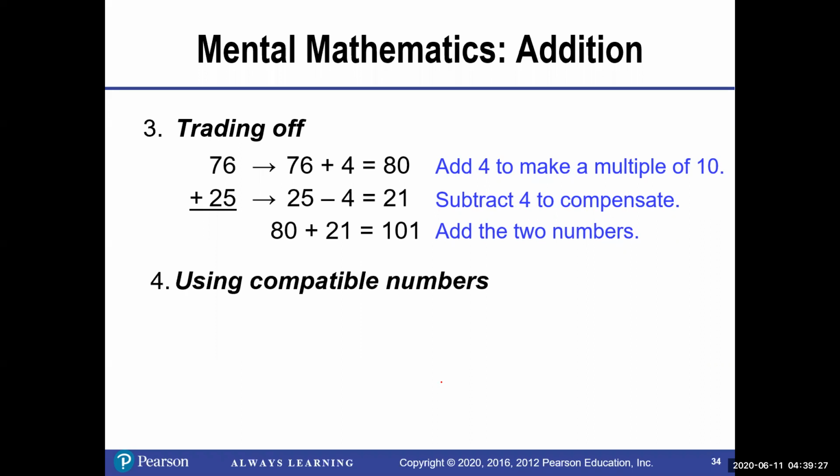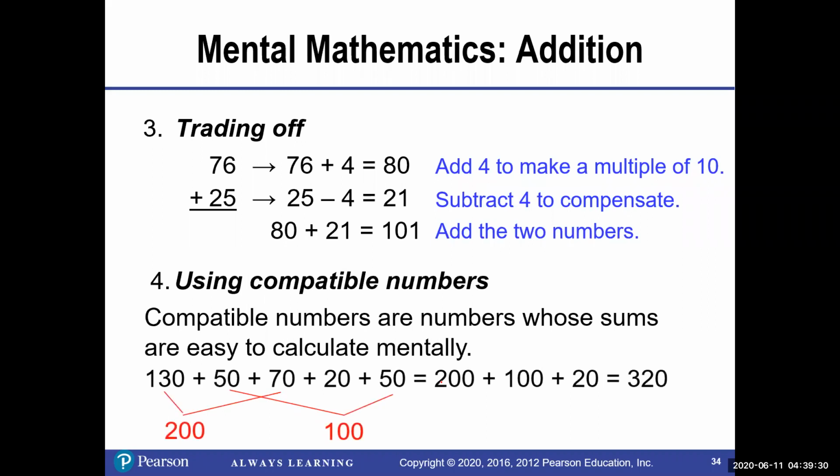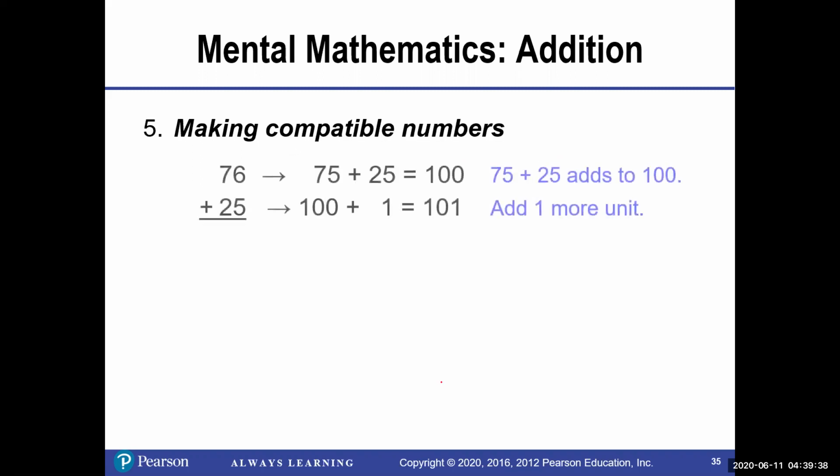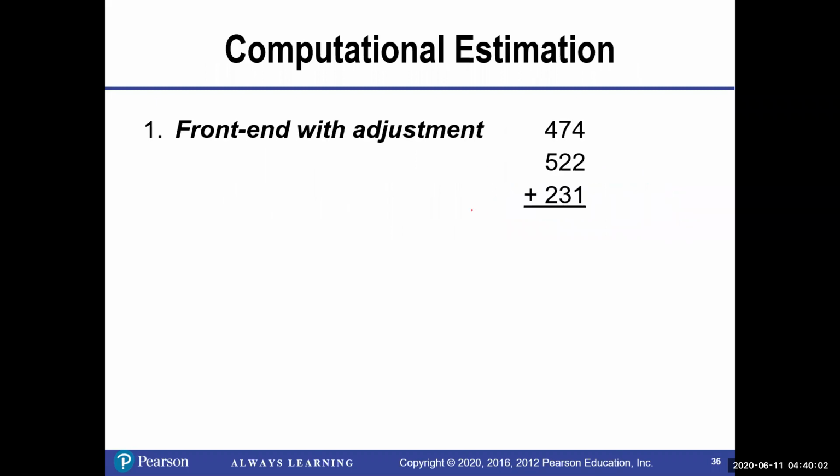And then using compatible numbers. So you create numbers that are compatible. You look at numbers that are easy to add, you put those together, and then you add the remaining numbers, and that is using compatible numbers. And making compatible numbers. So here, you make the numbers compatible, right? So you're adding 76 to 25. So you realize that you can make 75 and 25. Those are very compatible. And then finally, when you get that, you add 1 to it, and that gives you the answer.